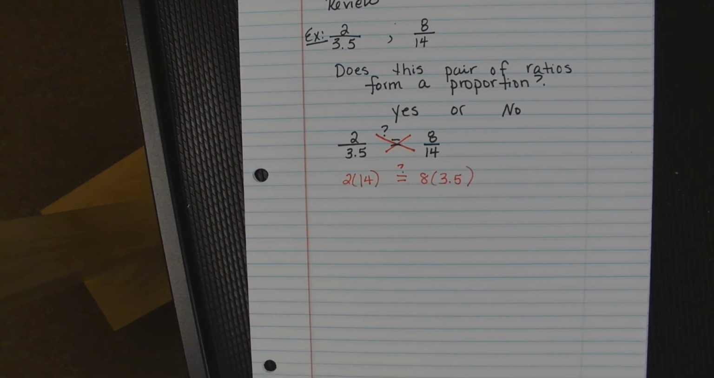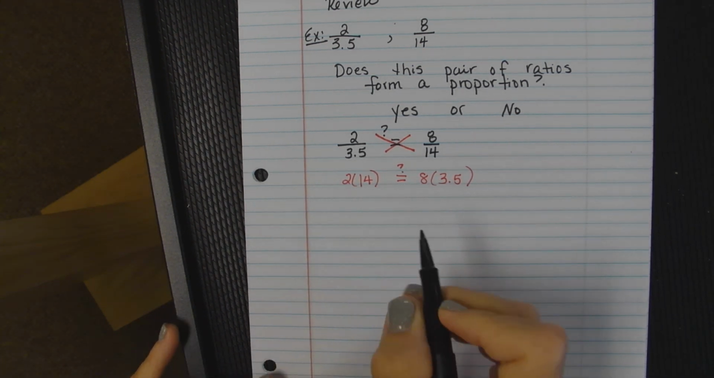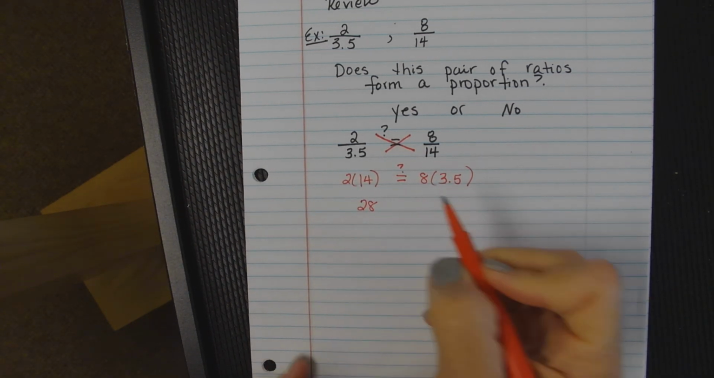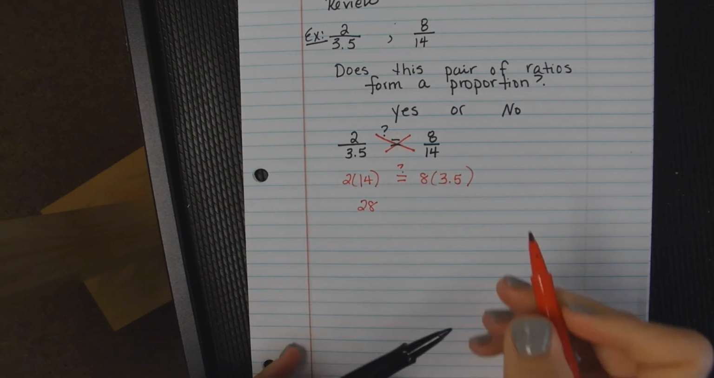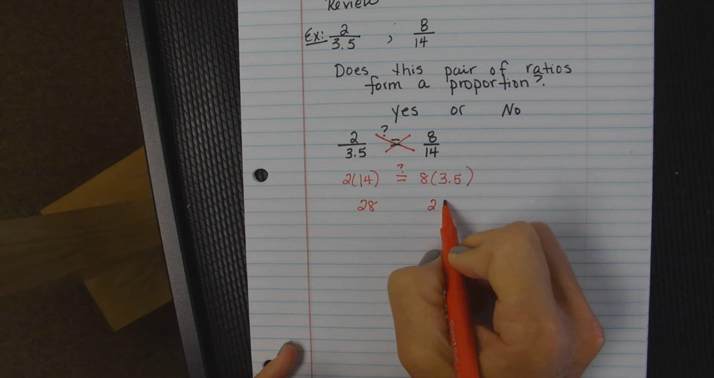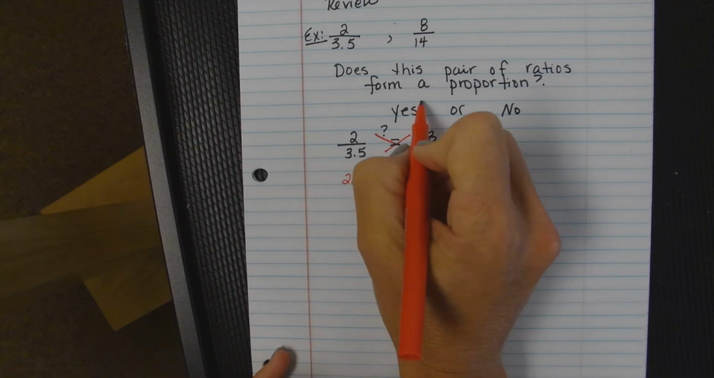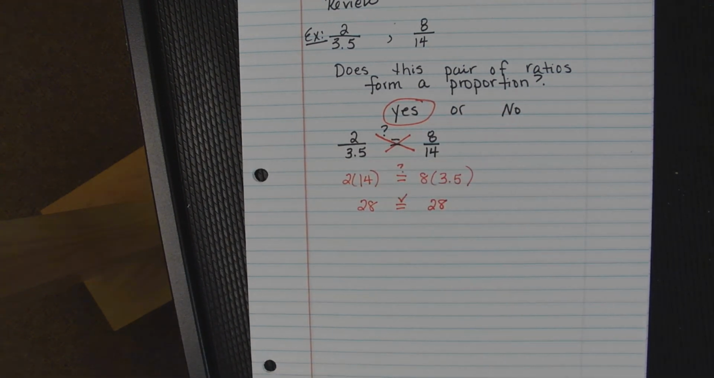2 times 14 is 28, thank you. And 8 times 3.5 is also 28. So they are equal. So the answer is yes, they form a proportion. Guys, this is easy stuff.